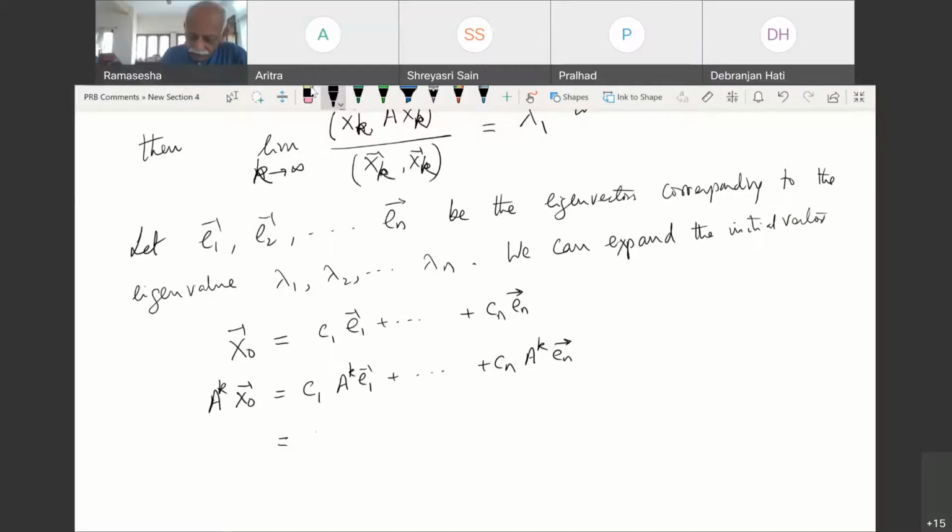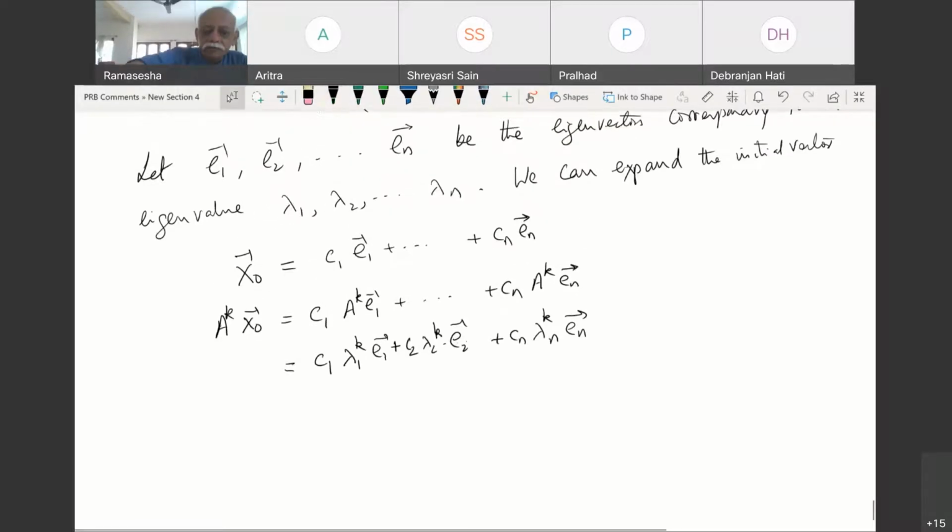Let me write the second term carefully. The second term is C2 lambda 2 to the power k E2 plus etc. plus Cn En. Okay. Now, if I take this vector, this is equal to xk.